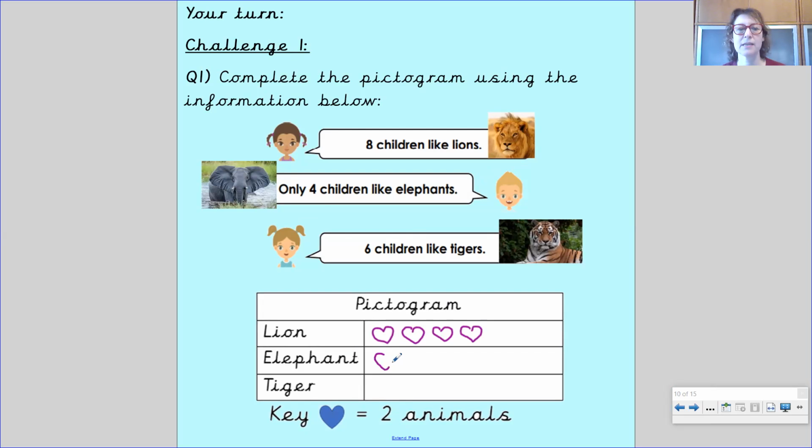So again, lining them up really carefully. 2, 4. And then we've got 6 children who like tigers. And I'm not going to do that one for you because you've got to do some work for yourself. So 6 children at the bottom who like tigers. Remember, you are counting in 2s. That key is always so important.